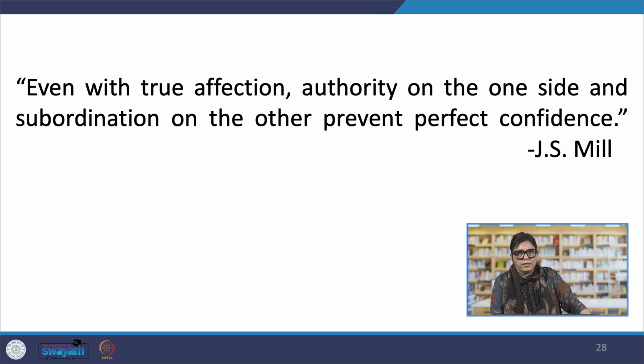J.S. Mill claims in his essay, "Even with true affection, authority on the one side and subordination on the other prevent perfect confidence." Women could not be happy in their marriages as long as they were subordinate to their husbands in any way. Caroline Norton was an illustration of this argument. She found her happiness in marriage only after marrying her second husband in 1877. With him, she enjoyed the happiness of a marriage of friends and equals. It was equality that ensured the confidence of women within marriage.